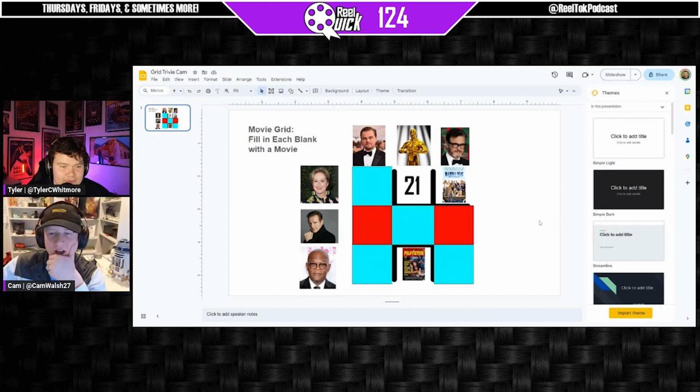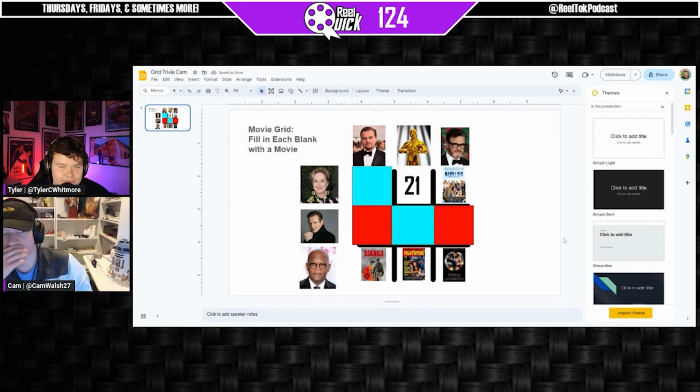I'll come back to that. Samuel L. Jackson and Leo is Django Unchained. Is that the only one, and then Kingsman for Colin Firth and Samuel? Yep, Kingsman: The Secret Service. Okay. Liam Neeson and Colin Farrell.